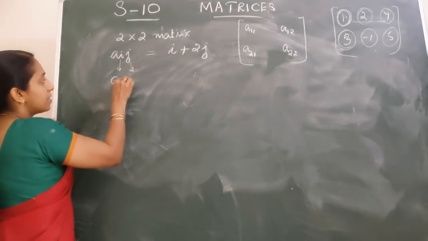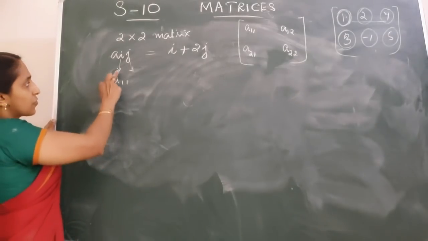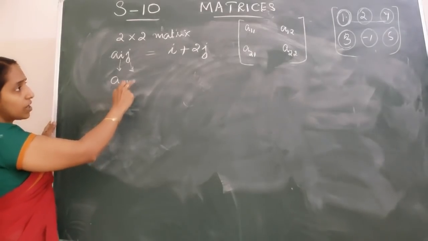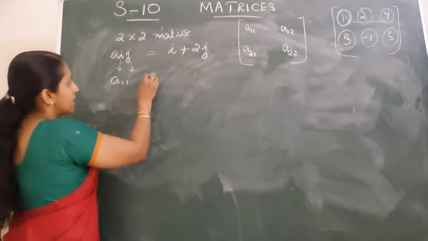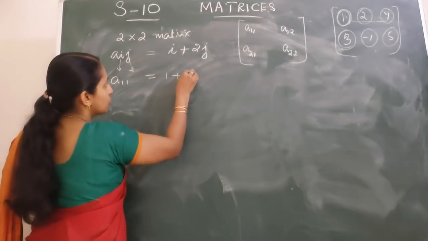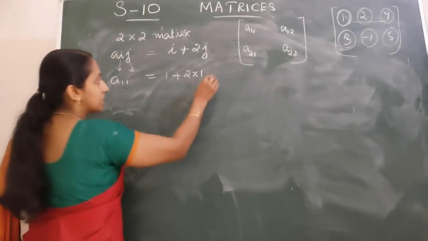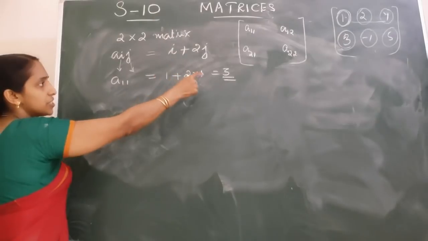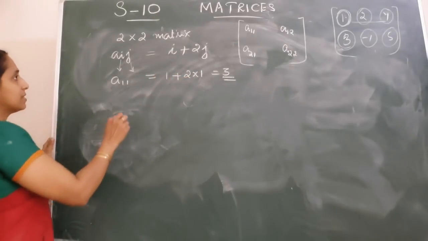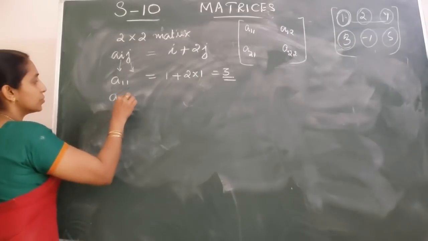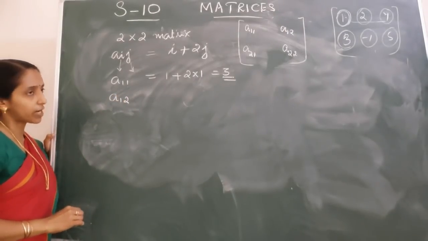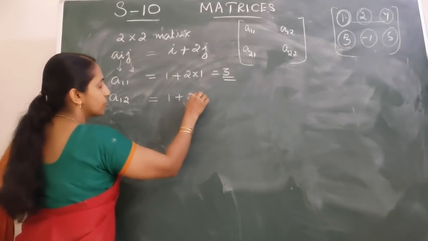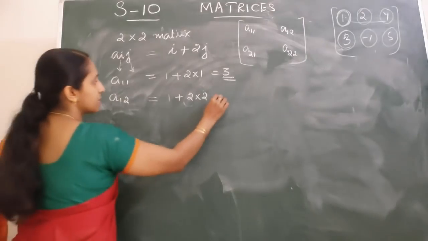A11. In the place of I, substitute 1. Place of J also, substitute 1. Then only we will get the first element. That is equal to 1 plus 2 into 1. What will you get? 3. So the first element A11, according to this condition, will be 3. Then calculate A12. That means I is 1, J is 2. So you will get 5.